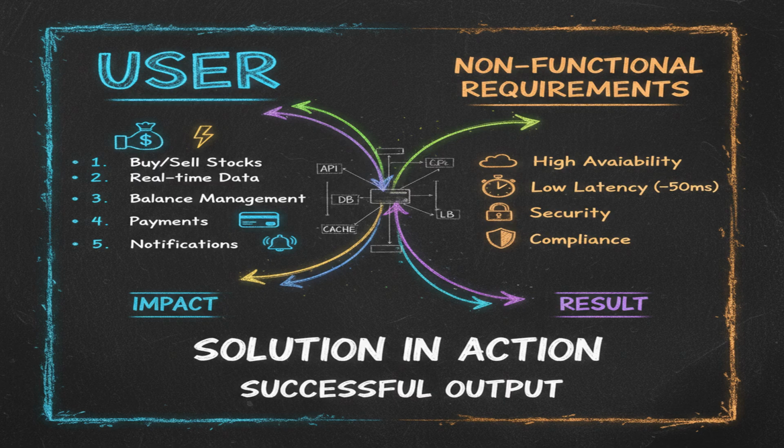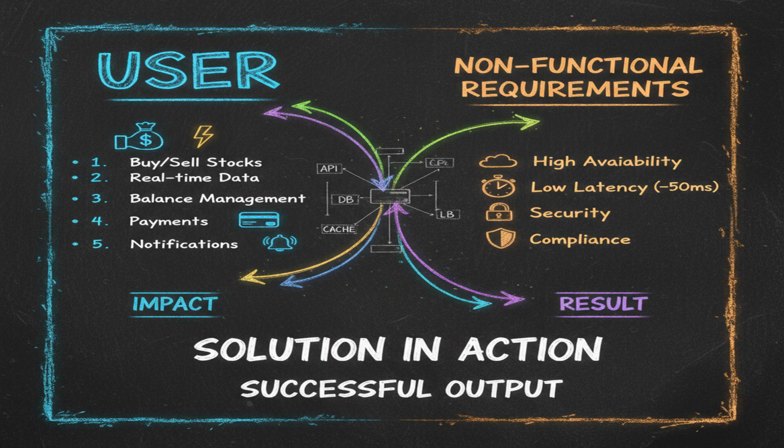Let's define the scope of our stock trading platform. Functionally, we need to support buying and selling stocks, displaying real-time market data, managing account balances, processing payments, and sending notifications. Non-functional requirements include high availability, low latency, target P99 less than 50 ms, strong security, and regulatory compliance with KYC, Know Your Customer, and AML, anti-money laundering regulations.